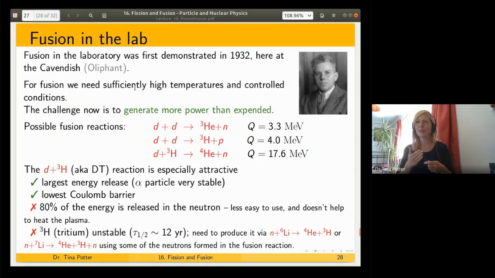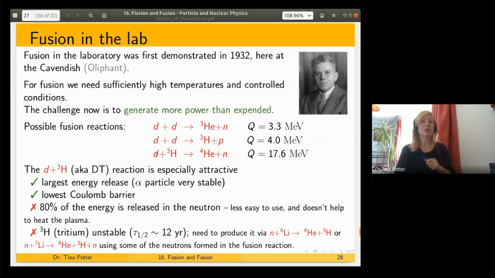So let's have a look at what we could use here. We could take two deuterons, which we'll just get from heavy water in seawater, for example, and fuse those together to give us helium 3, and a neutron would be kicked out there. Now, we would release about 3.3 MeV in energy in that interaction. If instead we create tritium, that's a hydrogen with two neutrons and one proton here, we'd kick out a proton. We'd release a little bit more energy, 4 MeV.